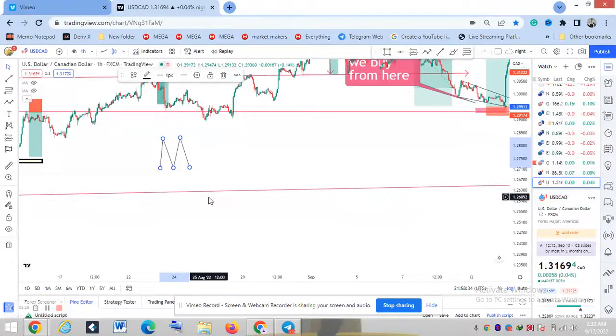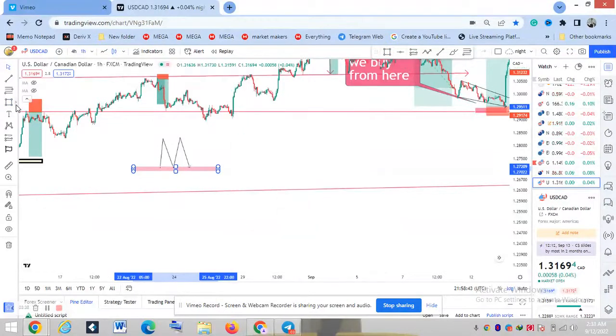Now, how do you trade it? The double top and double bottom pattern is something that appears every time on our chart. But if you don't know how to spot it, then you cannot make good use of it. Just know how to spot it, and then you can make good use of it.